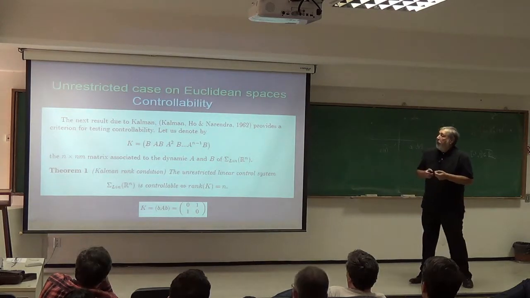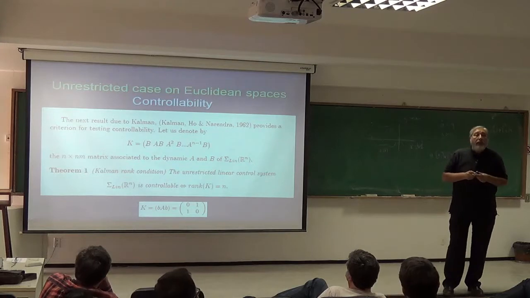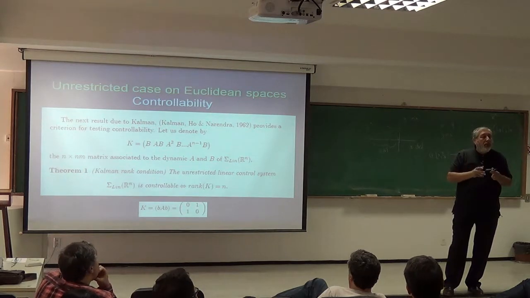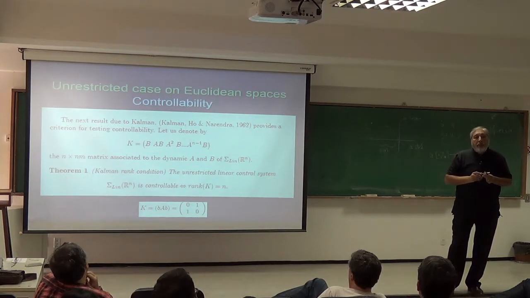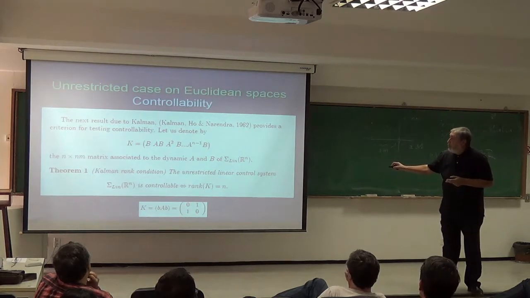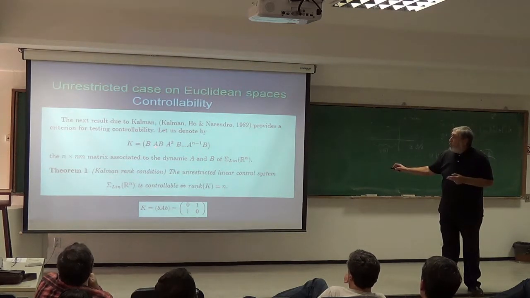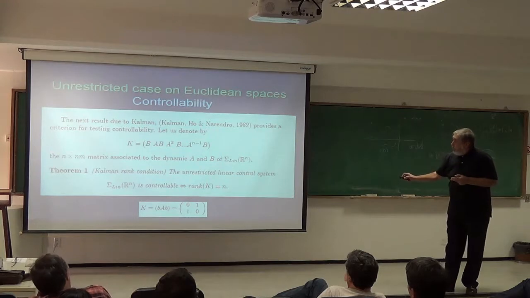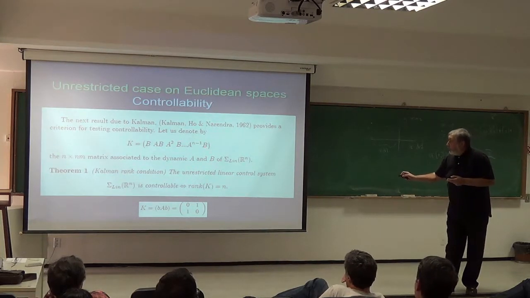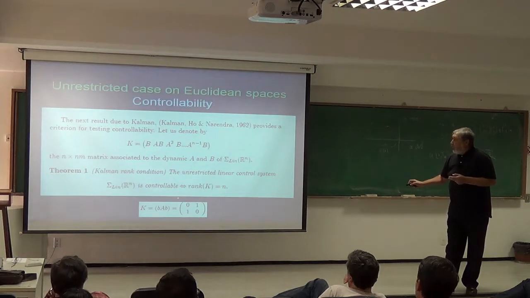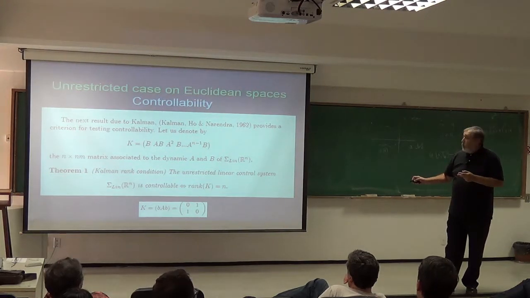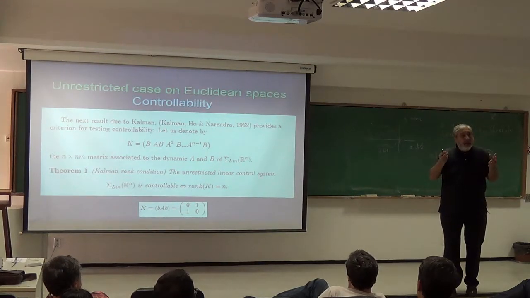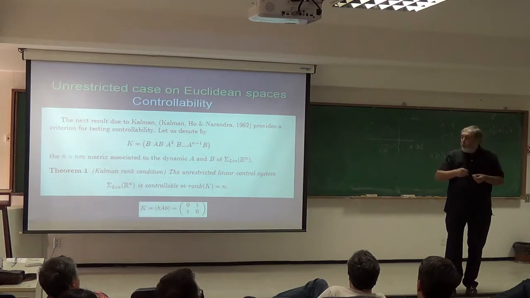Normally, the algebraic point of view helps: in this case, you don't need to compute all the solutions to know if your system is controllable or not. Just compute this matrix, B, AB, A squared B, up to A^(n-1)B, and the Kalman rank condition says that if the rank of this matrix coincides with the dimension of the space, then you have controllability, which means any two points you can connect. This is equivalent to having controllability from the 0 position.